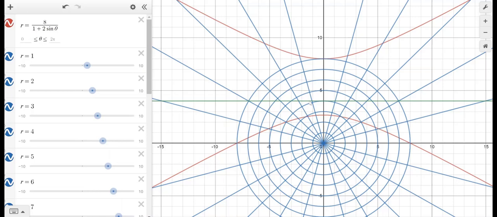Okay, so we can see our directrix is on the line y is equal to 4. And then if we look, our equation is r is equal to, and it's 8 on the numerator. So we can see that the radius is 8 for our vertex of our hyperbola. And then we also have 1 plus 2 sine of theta.